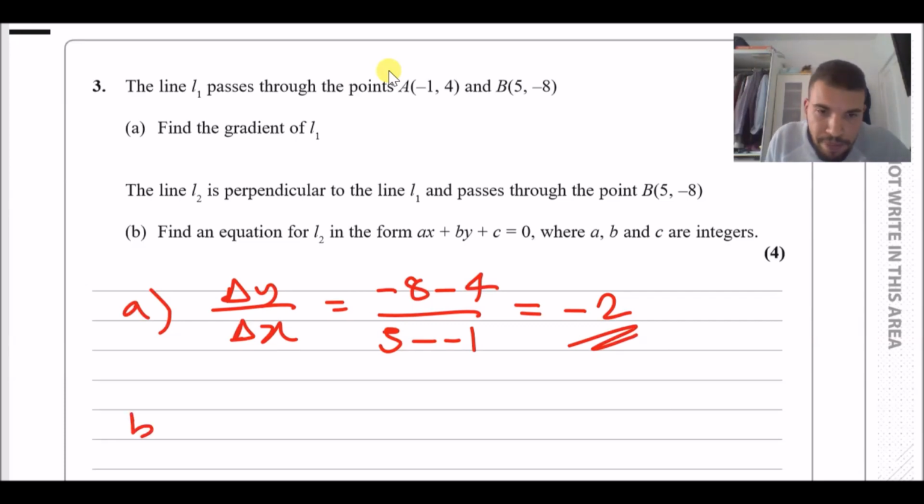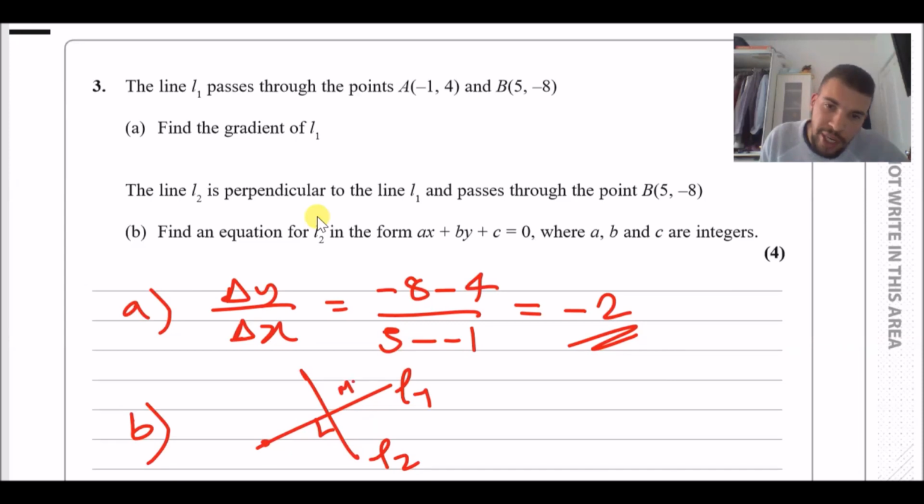Now, part B. The line L2 is perpendicular to the line L1. Perpendicular means that the line is moving in this direction at 90 degrees. If this was L1, then this must be L2. If this was a gradient of minus 2, then the gradient here would be the negative reciprocal. So if it was minus 2, it will become a positive, and the reciprocal of 2 is half. So that's our new gradient, positive half.